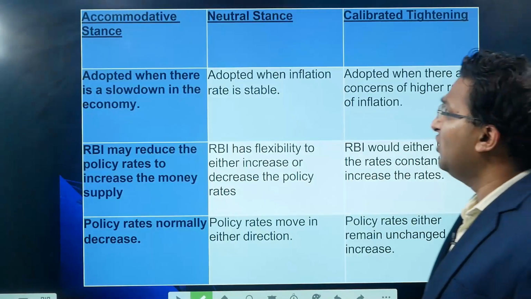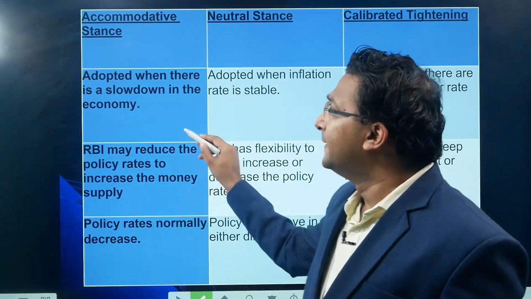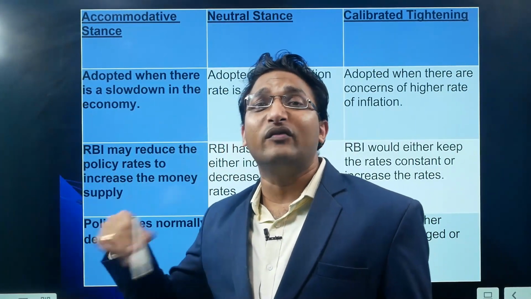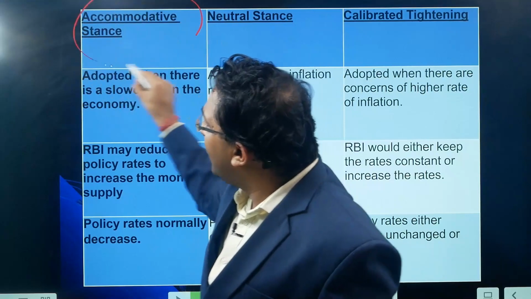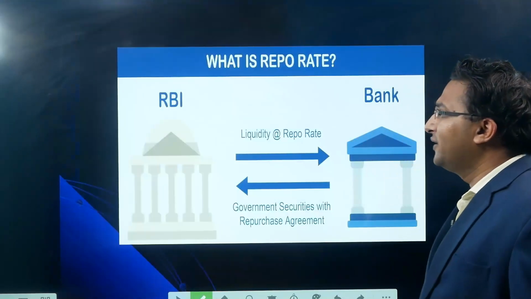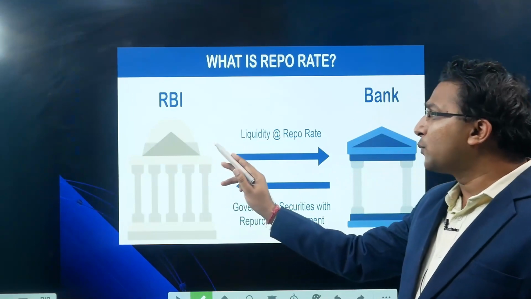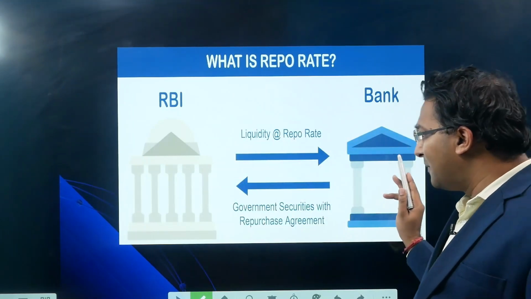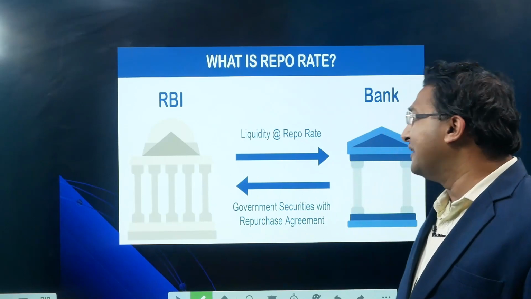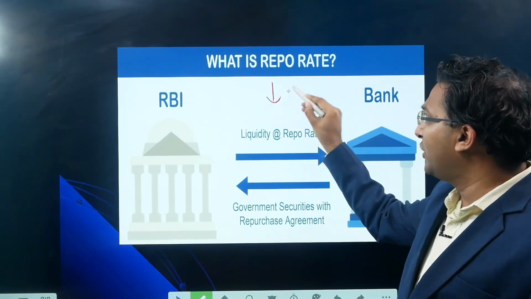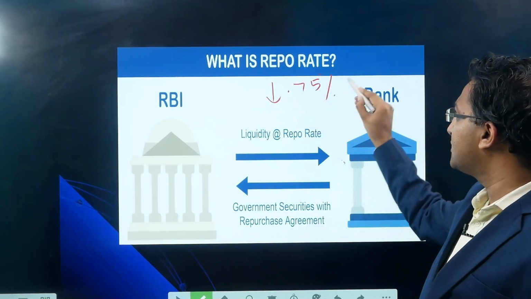The government is continuing with the accommodative stance. That means increasing the money supply during the time of stress. So we are continuing with the accommodative stance for more than 1 year. Repo rate means the rate at which RBI provides loan to the commercial bank, and commercial banks keep government security. This repo rate has been decreased by 0.75% and now this is 4%.